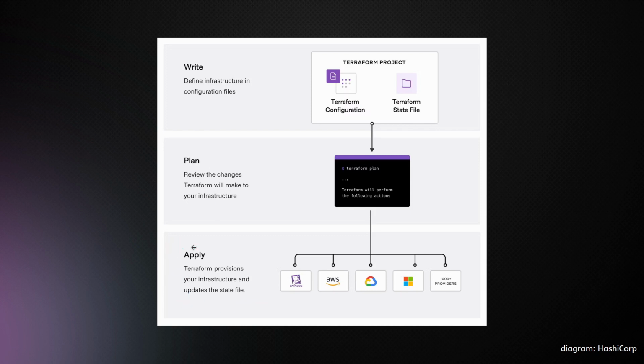This provisions the infrastructure according to your configuration files and the state file, and we'll talk about what the state file is in depth later, and deploys it to the providers that you have mentioned or are using. So as I said, there are 1,000+ providers, so you can see AWS, GCP, and Azure among the popular ones.